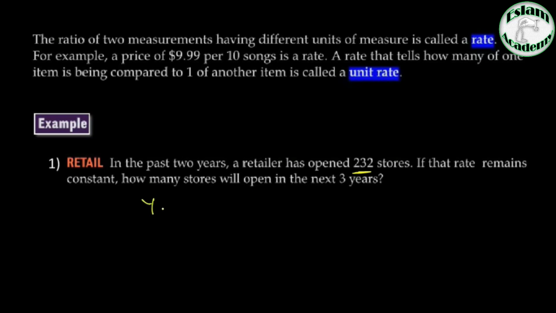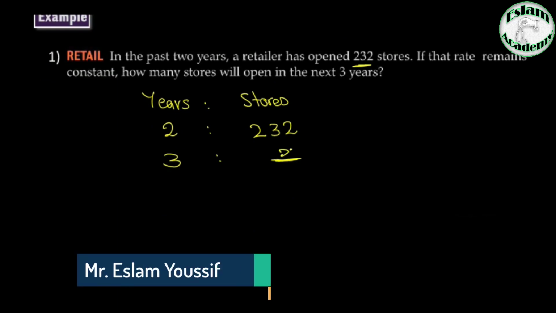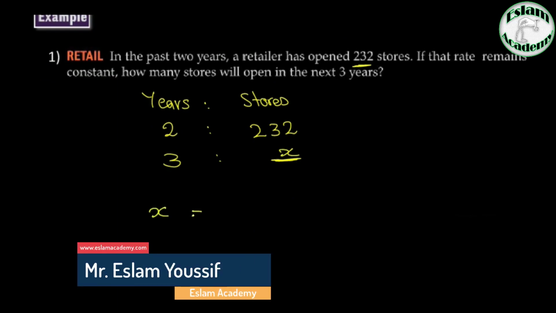Now we have to compare between the number of years and the number of stores. For the first 2 years, we have 232. We continue with the same rate, so after 3 years, how many stores do we have? So let the number of stores equal x.